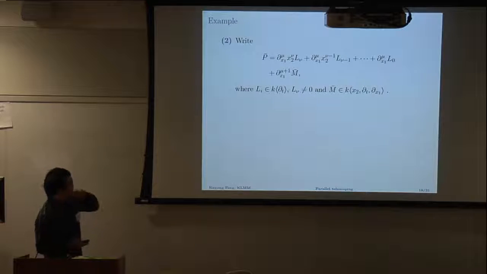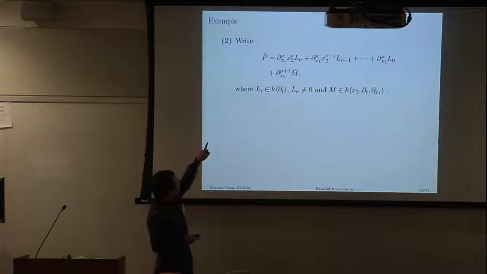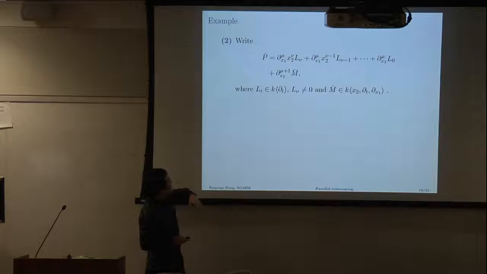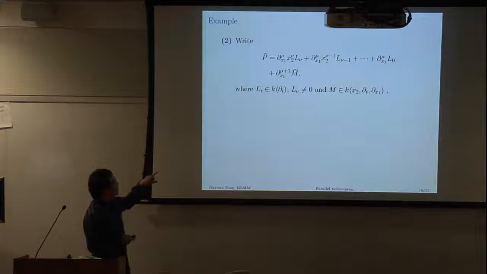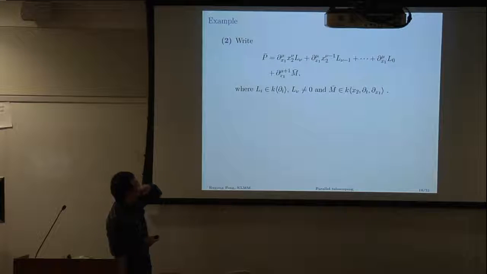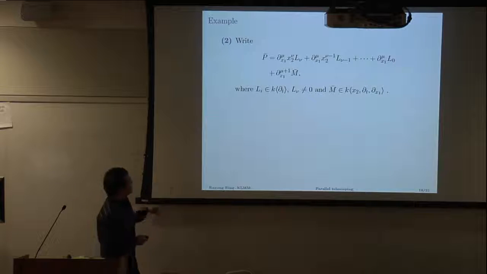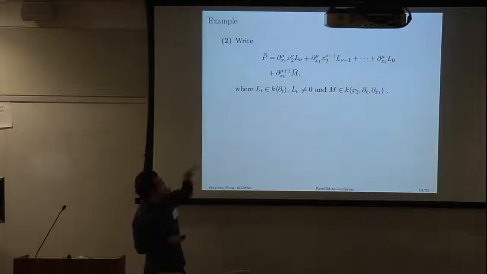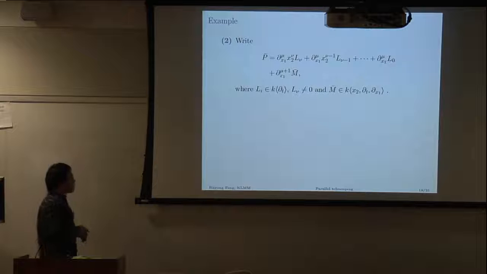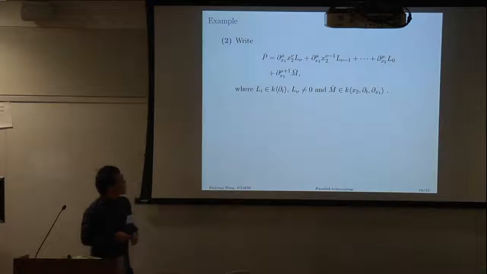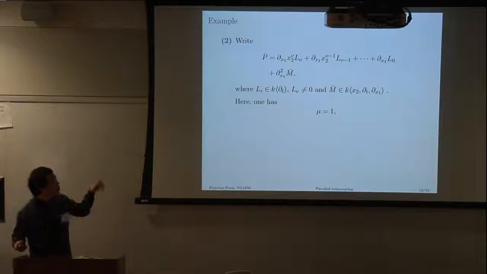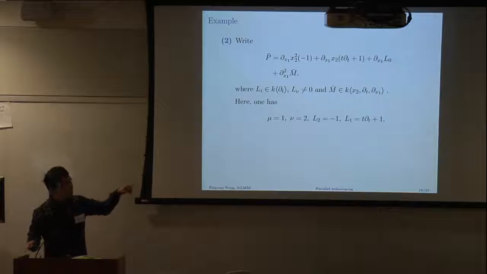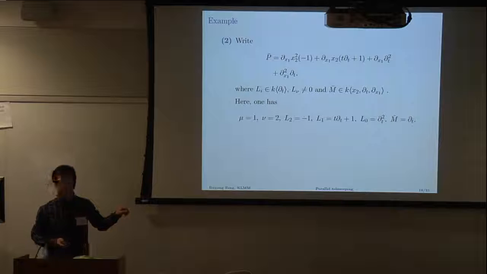So how to get that monomial? We write p bar in this form. This means that we first write p bar as a polynomial in dx1, and here mu is the lowest degree. And then we write the coefficient of dx1 to the power mu as a polynomial in x2, and here nu is the highest degree. Here we have mu equals 1 and nu equals 2. L2 is minus 1 and L1 is this operator. L2 is dt square and m bar is dt.